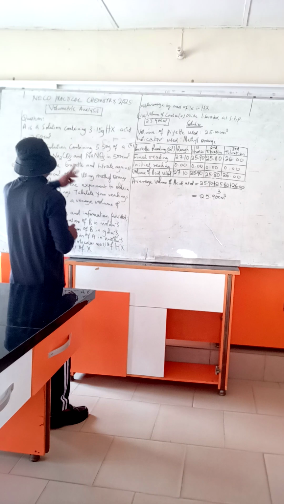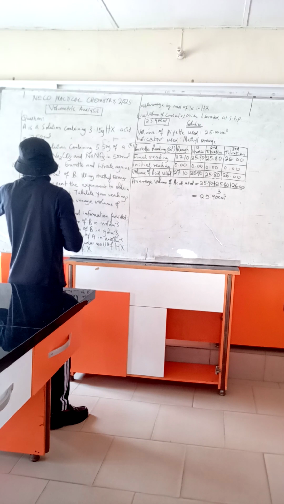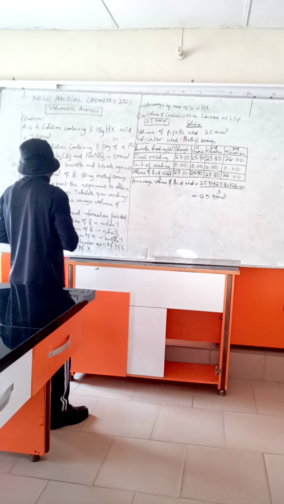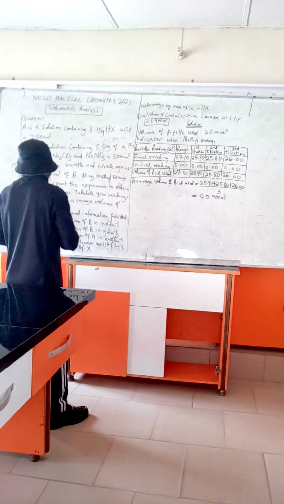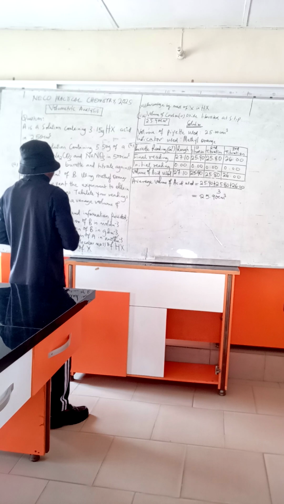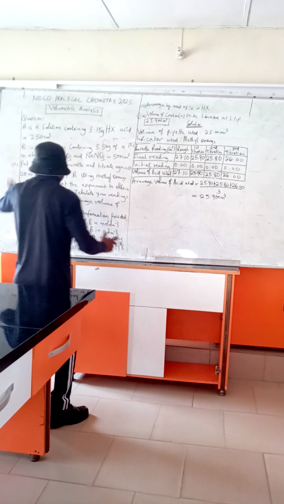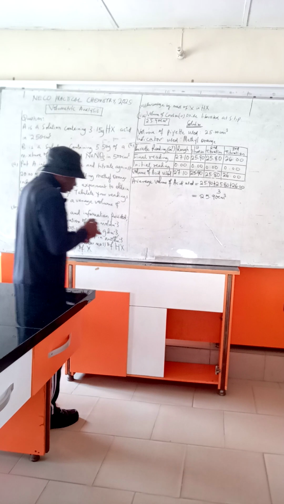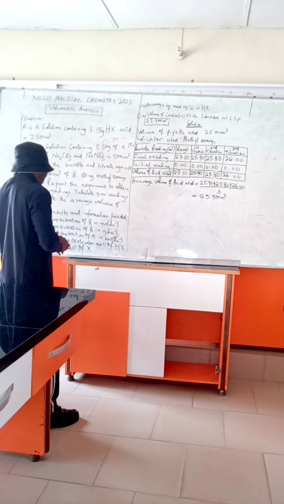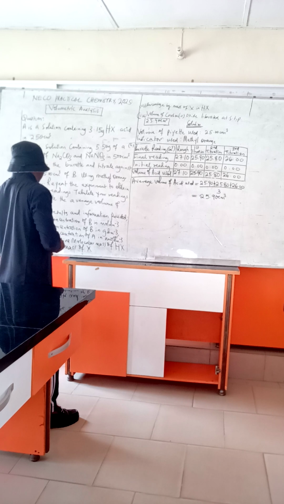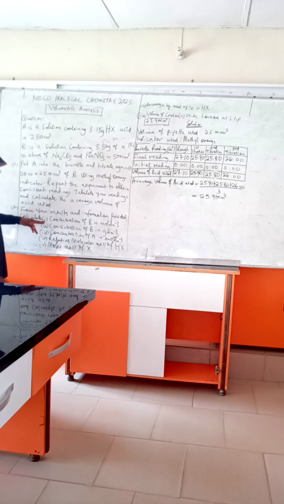Now this one says put A into the burette and titrate against 20 or 25 cm3 of B using methyl orange. Repeat the experiment, tabulate your reading and calculate the average volume of the acid used. We have answered A. Then B. From your results and information provided, calculate the concentration of B in mole per dm3.